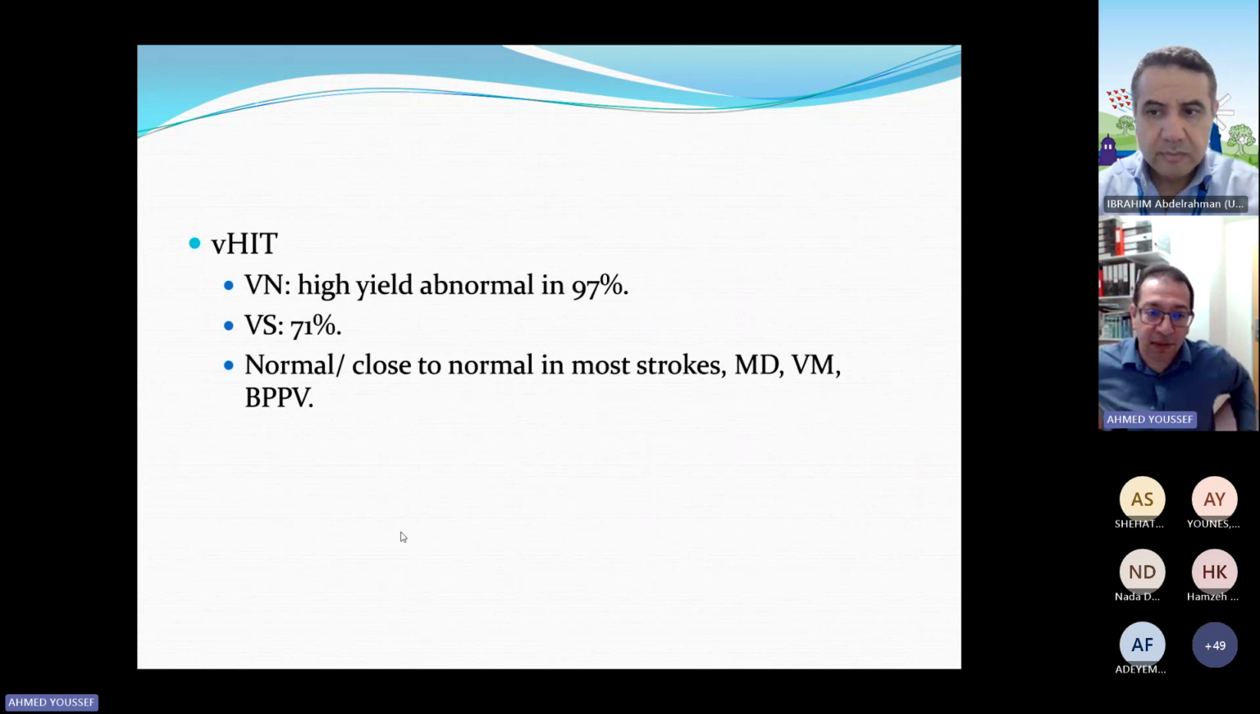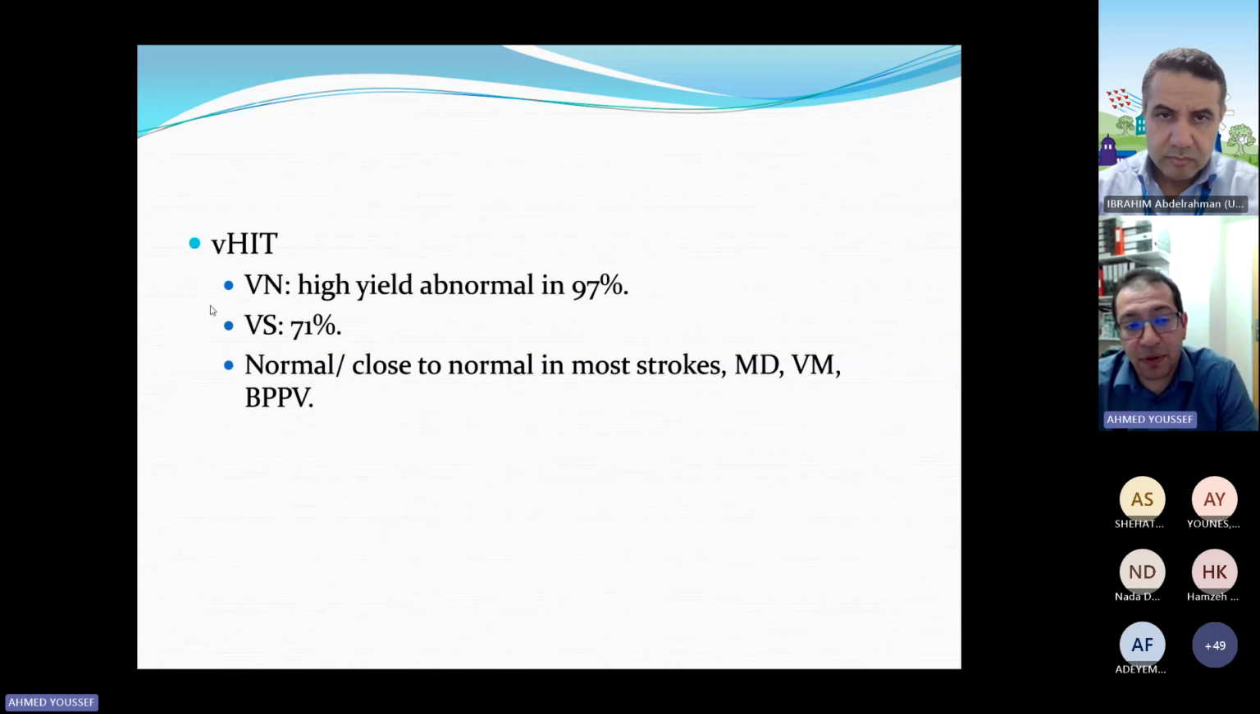So how accurate is the V-HIT? It differs actually according to the pathology. So for example, in cases of vestibular neuronitis, it has got a high yield. 97% of cases will be detected as abnormal. Vestibular schwannoma, 71%. Normal or close to normal testing in most strokes, Meniere's disease, vestibular migraines, BPPV. And we found that the calorics is more sensitive to Meniere's disease compared to the V-HIT.